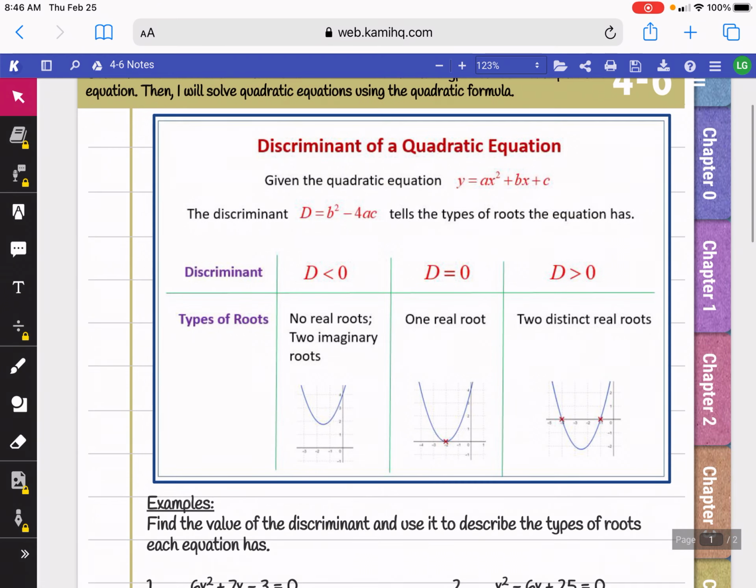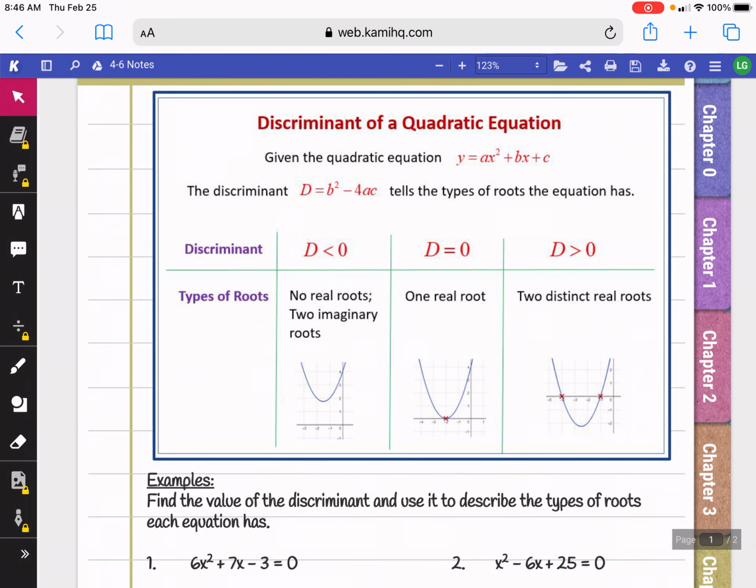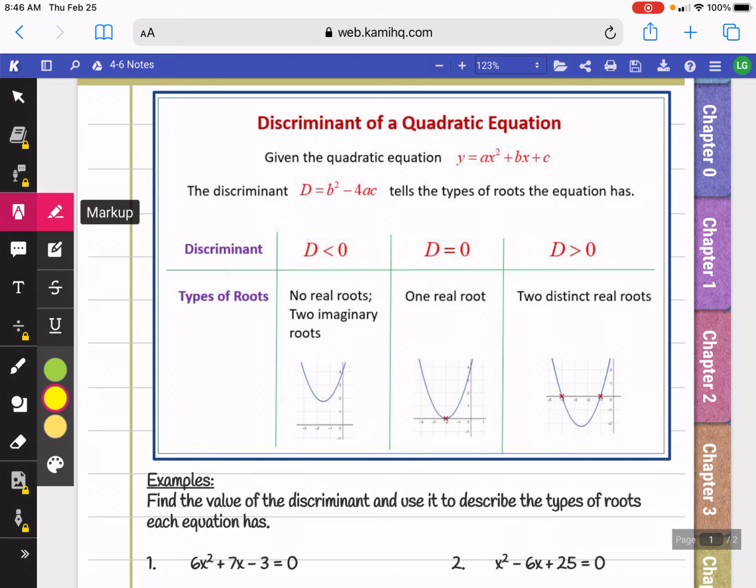Remember, your quadratic equations are the ones with x squared. They're usually written in the form ax squared plus bx plus c. The formula to find the discriminant is discriminant D equals b squared minus 4ac.